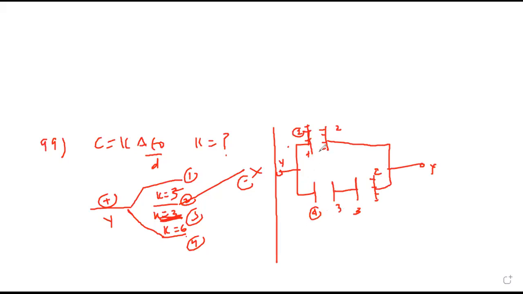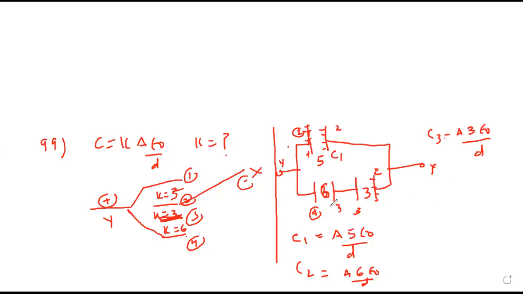Yes, sir. Between 1 and 2 there is a dielectric of 5, between 2 and 3 a dielectric of 3, and between 3 and 4 it is a dielectric of 6. So C1 is A K epsilon naught by D. This I am calling C1. C2 is A K epsilon 0 by D. C3 is A K epsilon 0 by D.